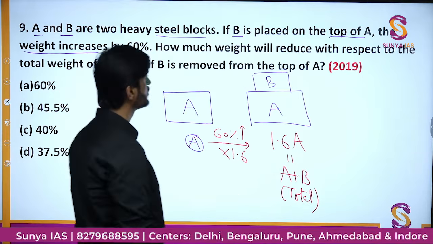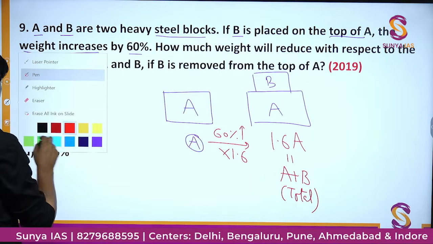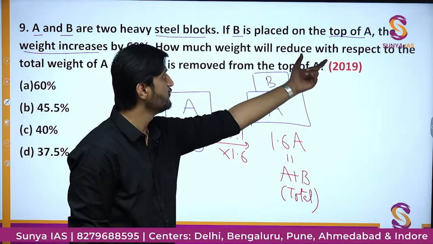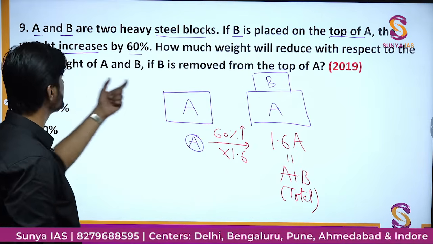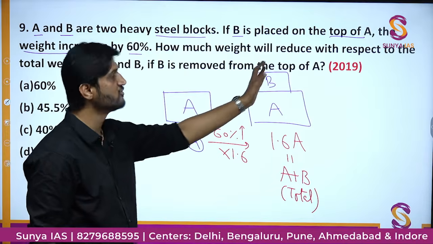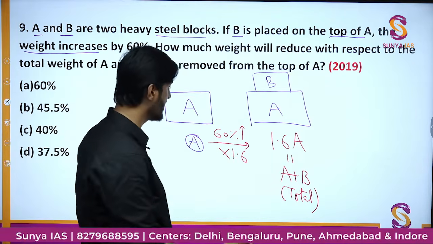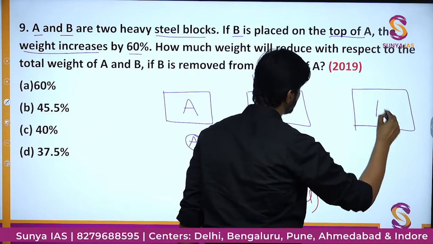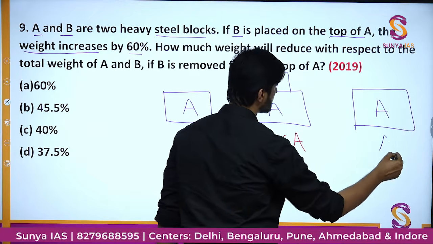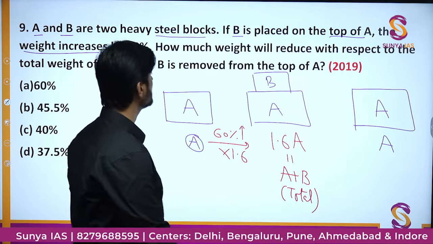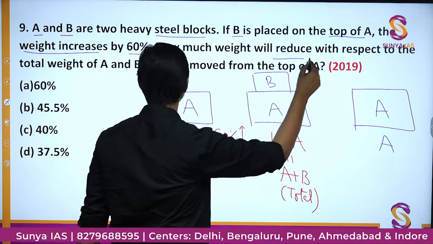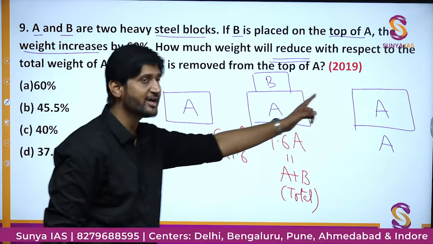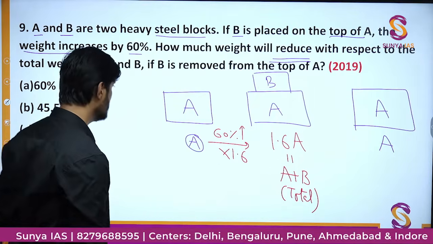And now we'll read the second part of the question. How much weight will reduce with respect to the total weight of A and B if B is removed from the top of A? So if you remove B again from the top, how much weight will be left? Only A will be left again. And how much is the weight of A? It is simply A. Now what is the percentage reduction in the weight with respect to the total weight? So we have to find the percentage reduction.